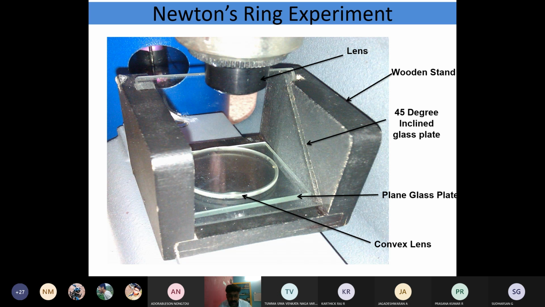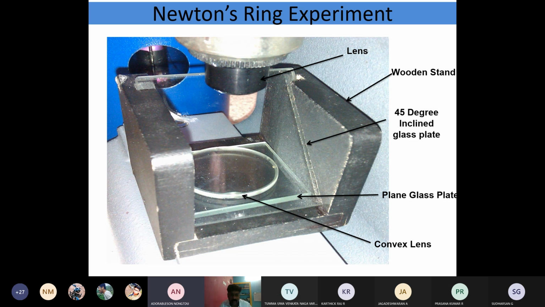We use this 45-degree inclined glass plate to reflect the light falling over it. Then the reflected ray strikes the convex lens and goes to the plain glass plate. This is the test medium. With the help of this medium only, we are going to obtain the Newton's rings.